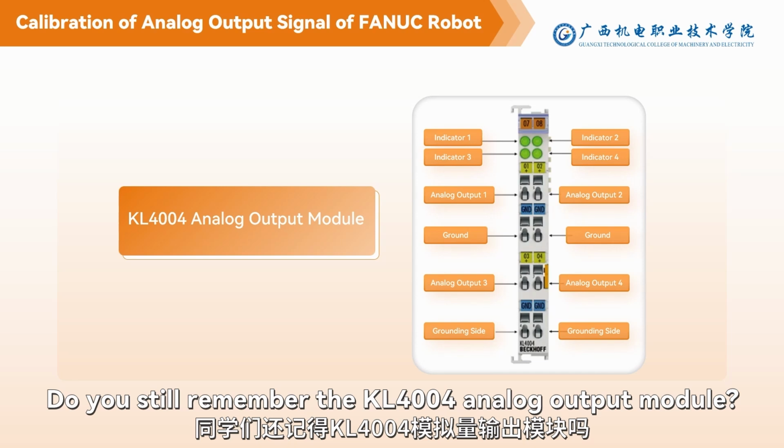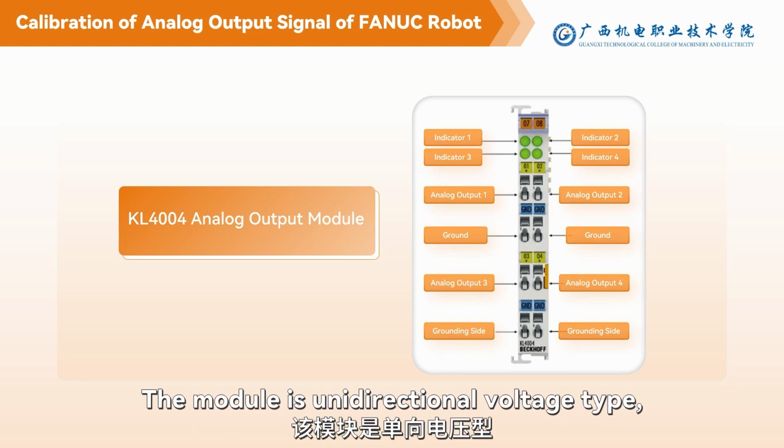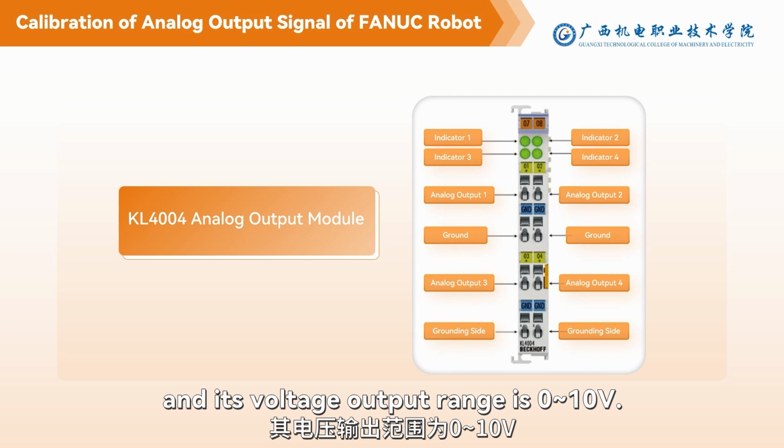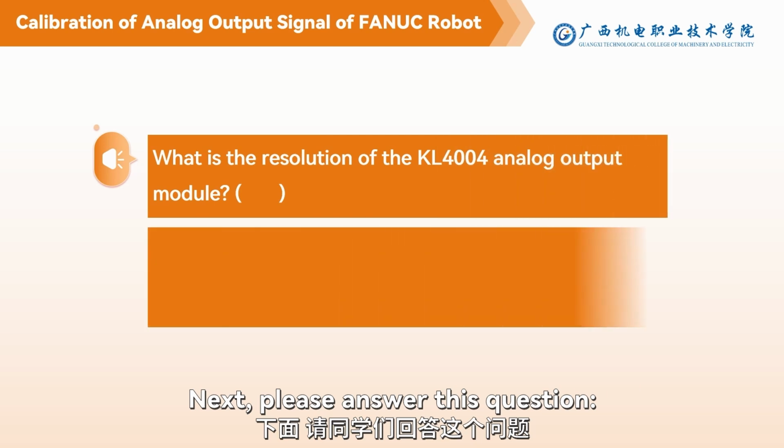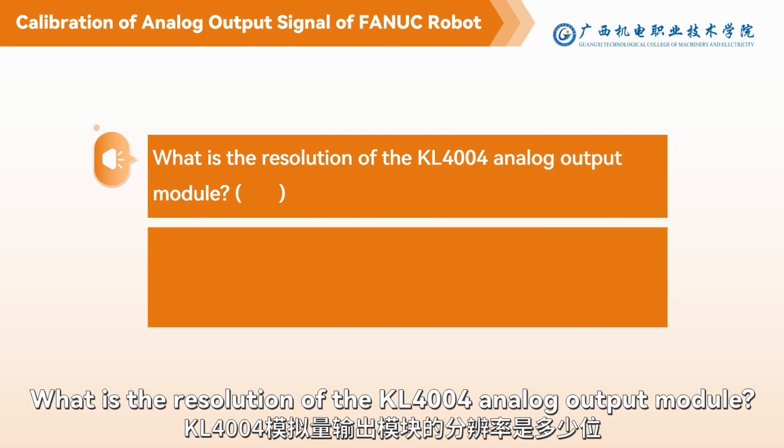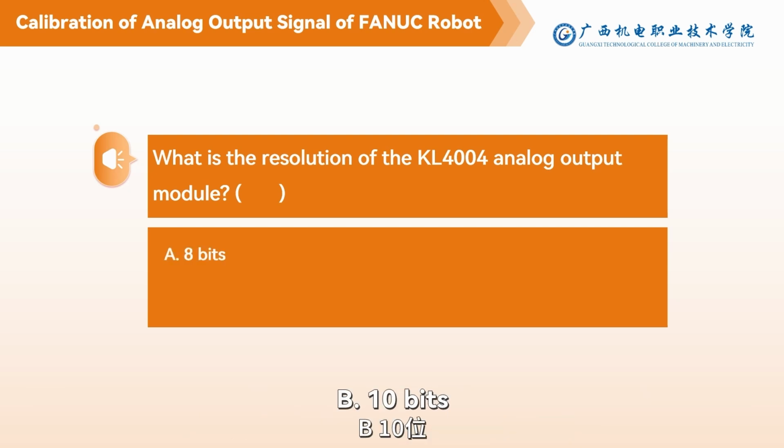Do you still remember the KL4004 analog output module? The module is unidirectional voltage type, and its voltage output range is 0 to 10 volts. Next, please answer this question. What is the resolution of the KL4004 analog output module? A. 8 bits, B. 10 bits, C. 12 bits, D. 16 bits.